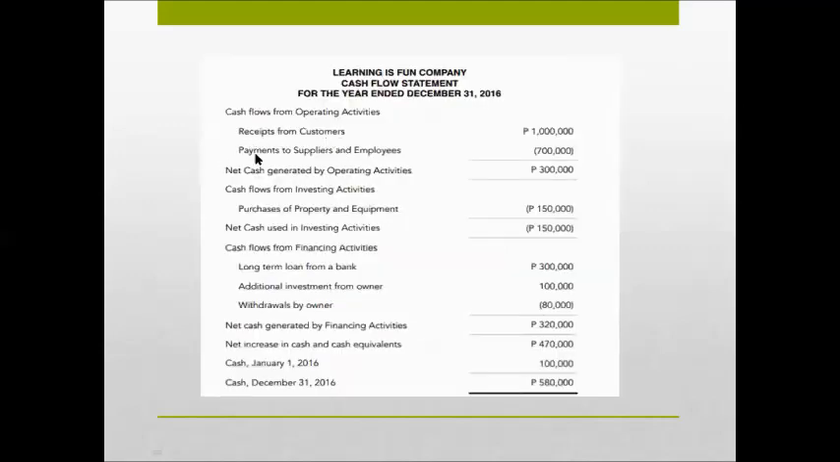So receipts from the customer and payments to supplier. Kasi pala sa cash flow guys, itong operating part lang ang may kahirapan, kasi we need to determine the receipts from the customer and the payments to supplier.